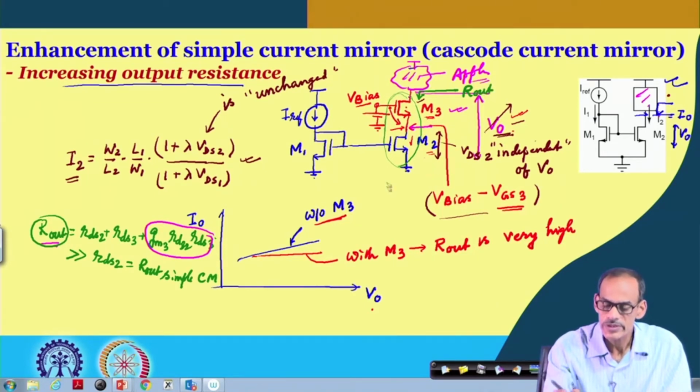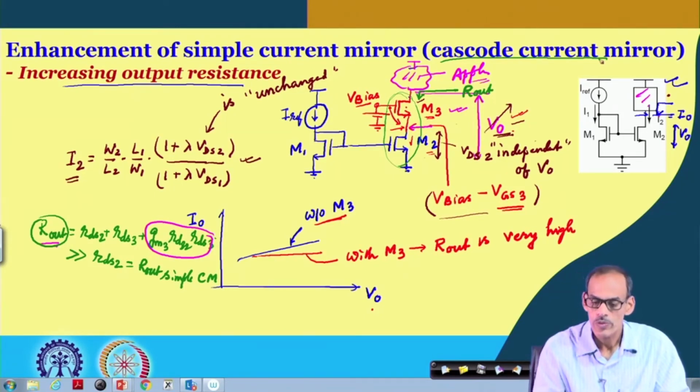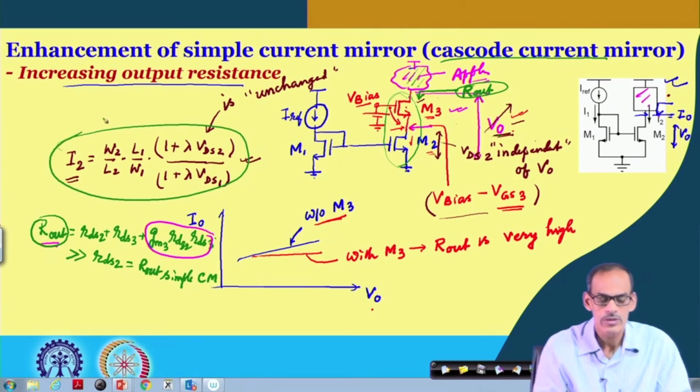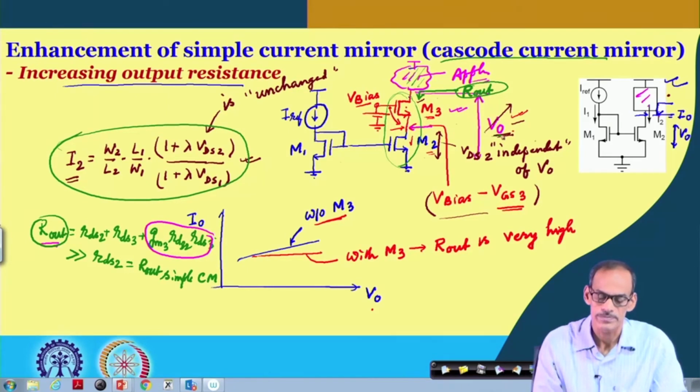Since we are placing this transistor in the form of cascode, this circuit is referred to as cascode current mirror. And as I said, the main advantage here is that we are getting very high output resistance. As a result, the output current hardly depends on the output voltage here, or whatever the application circuit current, it can be well defined by this ratio. Basically, from this we can get the current which is independent of this output voltage.